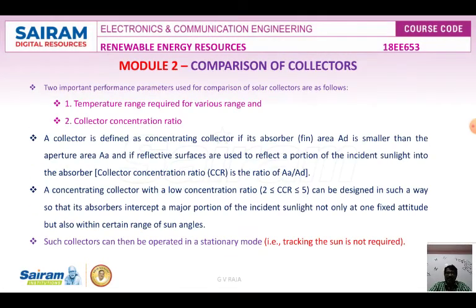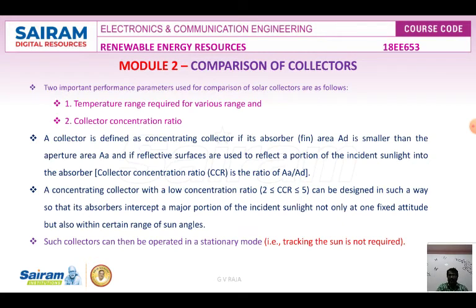Next is the comparison of the collectors. While comparing collectors, there are two important parameters we have to keep in mind to compare any kind of solar collector. One is the collector concentration ratio, and the other is the temperature range required for the various applications. So we have to keep these two things in mind for the comparison of collectors, and also while designing the collectors.